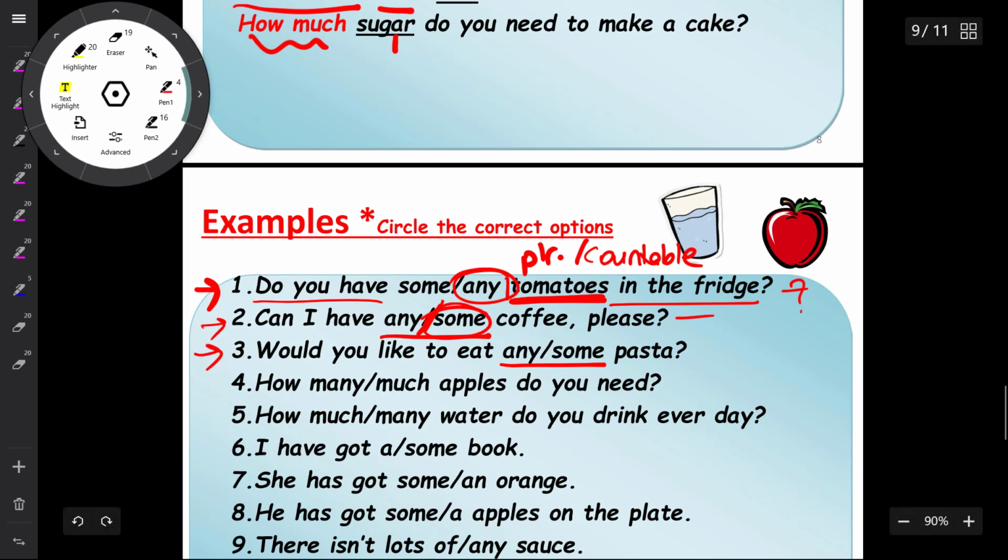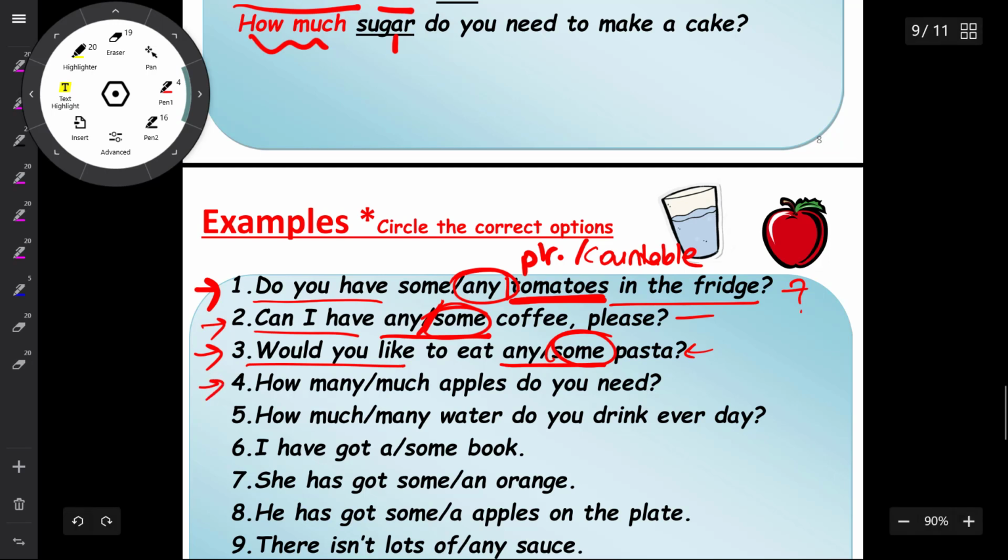What about 3? Would you like to eat? He wants to offer something. If it starts with would you like or can I have, you ask. Ask has two meanings: one is to request, the other is to ask a question. I use ask here as a request. If you see would you like or can I have, it means asking something from somebody. So we use some, even if it is a question. Okay? Would you like to eat some pasta?